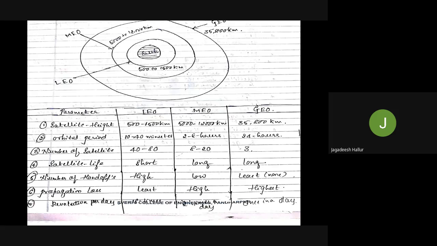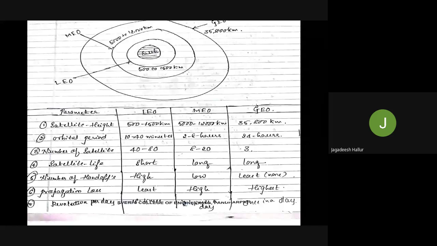He may ask the question to give the comparison between low Earth orbit, medium Earth orbit, and geostationary Earth orbit. He will ask for 4 marks. Instead of asking the types of Earth orbit, he may ask to explain the types of satellite orbit, or give the comparison of low Earth orbit, medium Earth orbit, or geostationary Earth orbit.